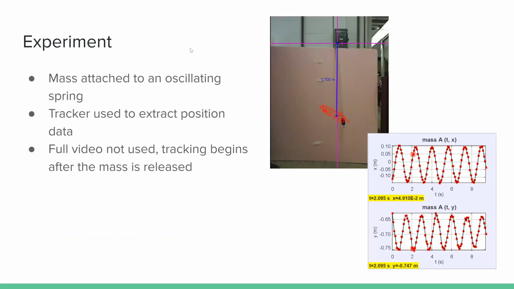For the experiment, a mass was attached to an oscillating spring, and it was released from rest. Tracker was used to extract position data. We didn't use the full video. We began tracking after the mass was released, and then we just observed the position of the mass over time.